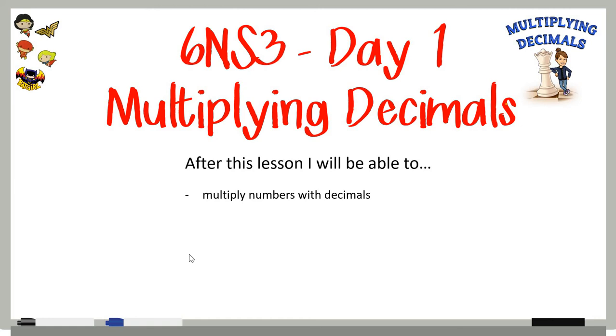Day 1, multiplying with decimals. So we're going to look at how multiplying with decimals is different than when we add and subtract with decimals.